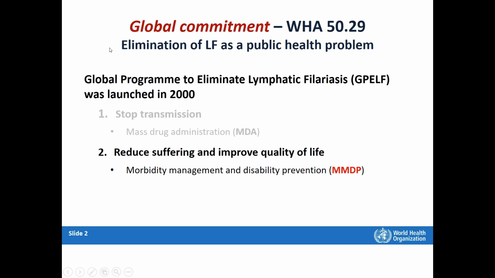why we are here and why we do this, we know that we have a global commitment to eliminate LF as a public health problem, signed off by all the member states in the World Health Assembly. And WHO launched the global program to eliminate lymphatic filariasis with two main aims. Of course, we want to stop transmission with the recommended strategy of mass drug administration. But our focus here is also on this second and just as important aim, and that is to address suffering and aim to improve the quality of life of persons with lymphedema and hydrocele due to LF, and WHO recommends a strategy of morbidity management and disability prevention. Next slide.